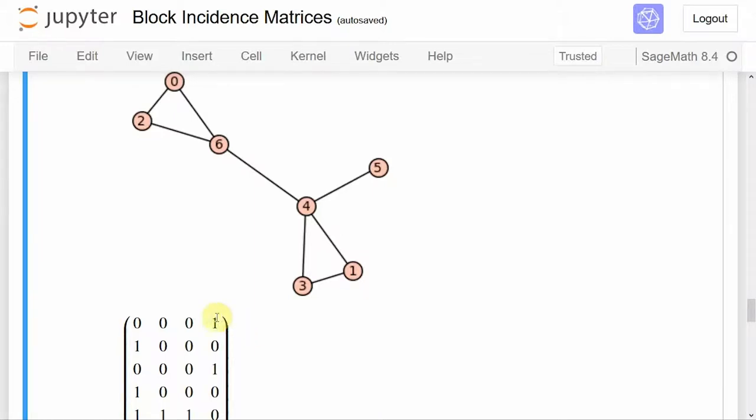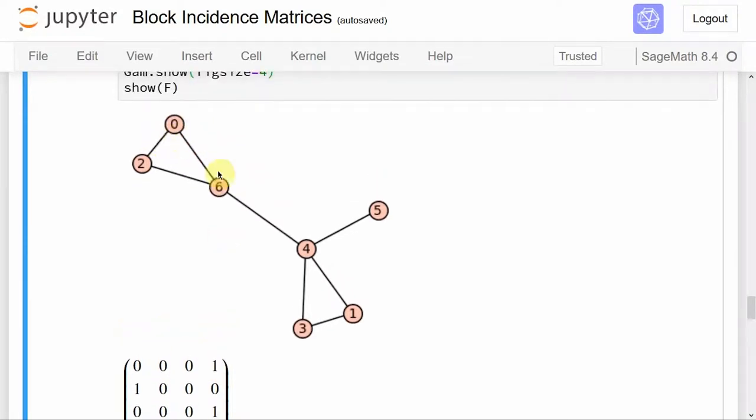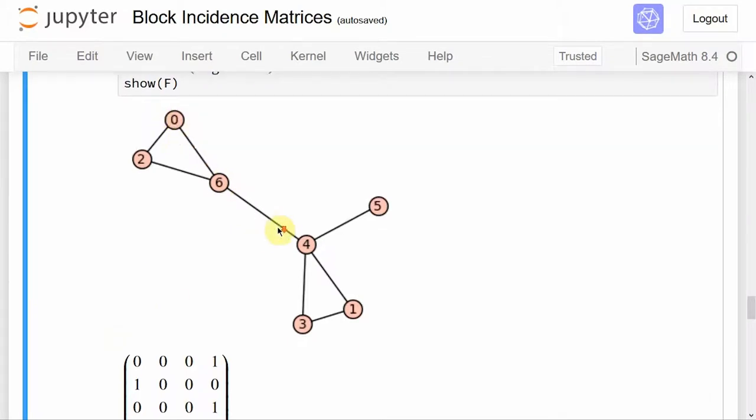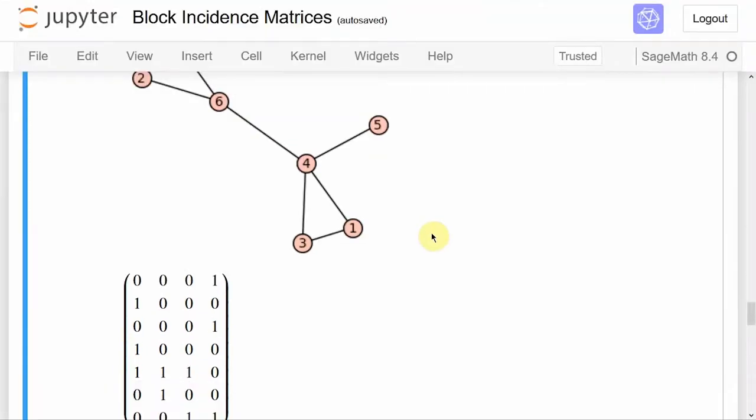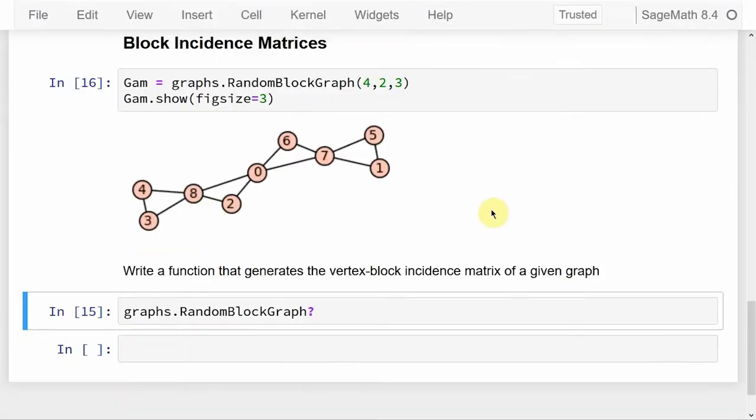So this is the first row, vertex 0. 0 is not a cut vertex. It is a non-cut vertex. Therefore, it is incident with only one block, and so on. So this is the example. You should write this program. This is the third task. You can do any one of these.